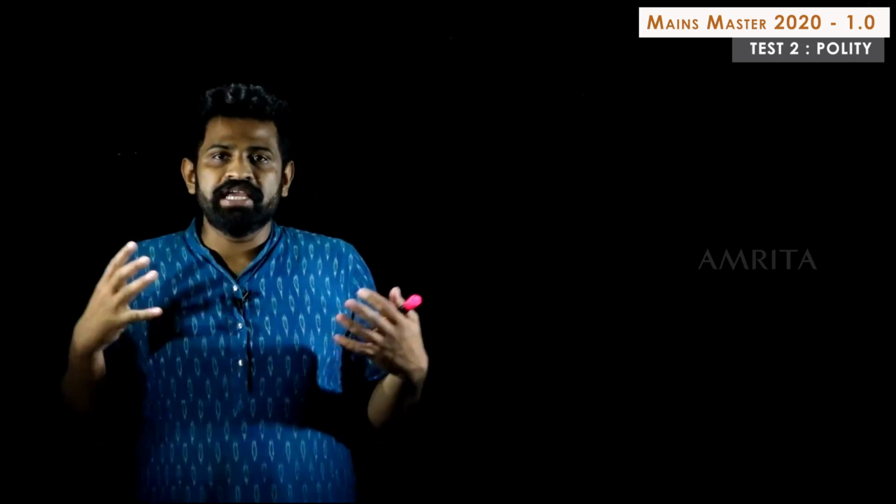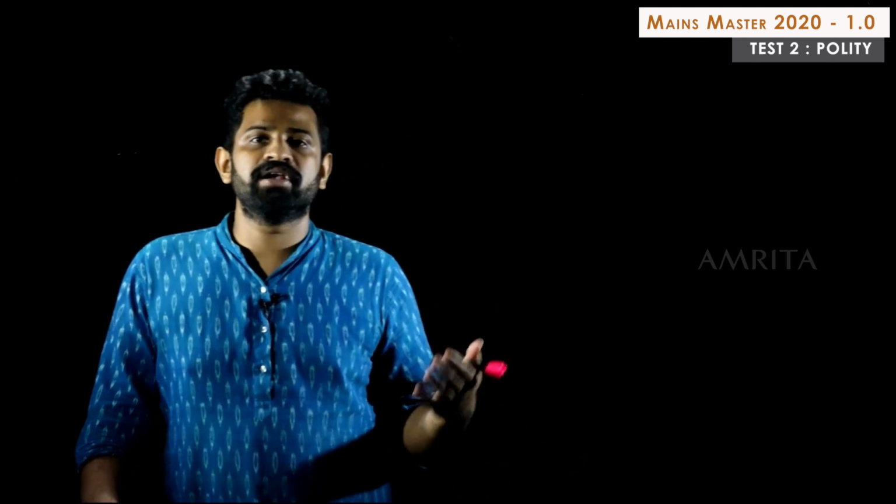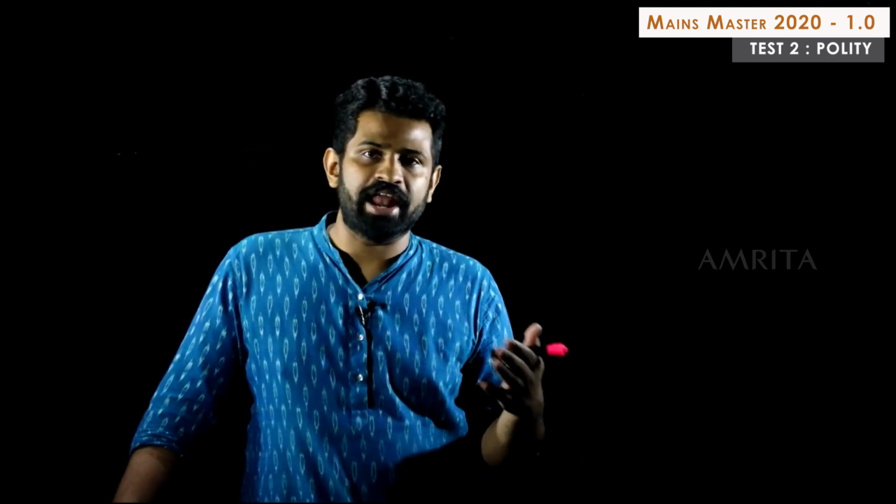So we move to the actual answer. Like I said, the introduction can be about Article 356 itself. It states that if the president, upon report of the governor, feels that the government of a state cannot be carried on in accordance with the provisions of the Constitution, Article 356 or president's rule can be applied there. That is what the article states.